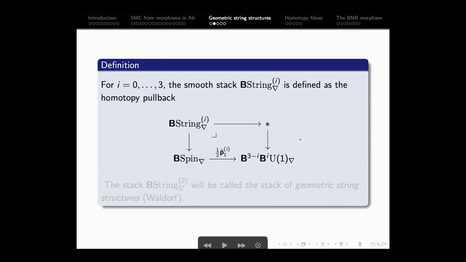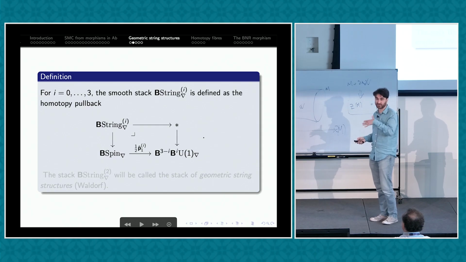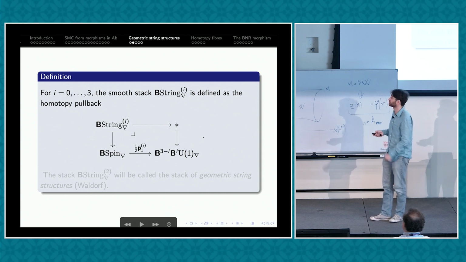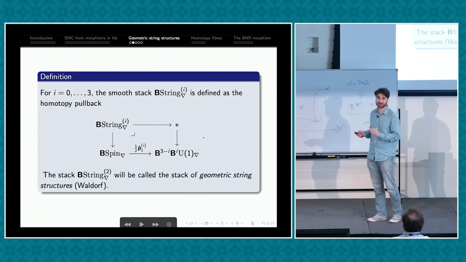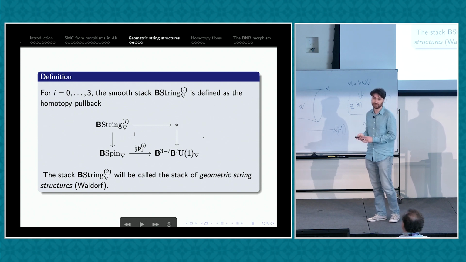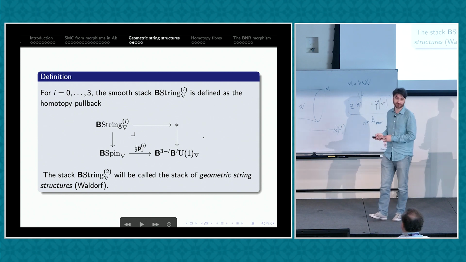So for any I, we can form this pullback, and this we will call string bundles with partial connections. And the case we are interested in is not I equal 3, that will be a full-fledged string connection, at least one of the possible definitions of what a string connection would be, but we will be interested in the case I equal 2, which is what is called a geometric string structure.